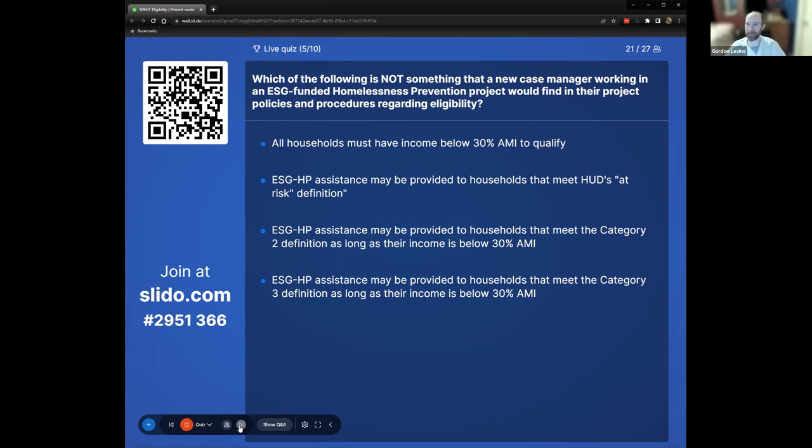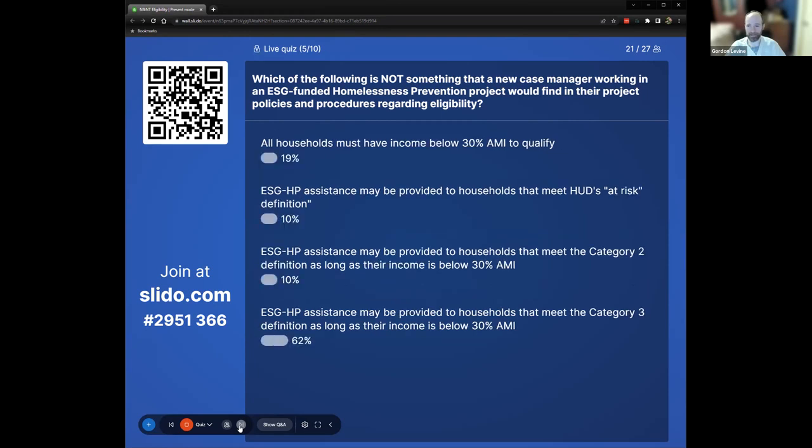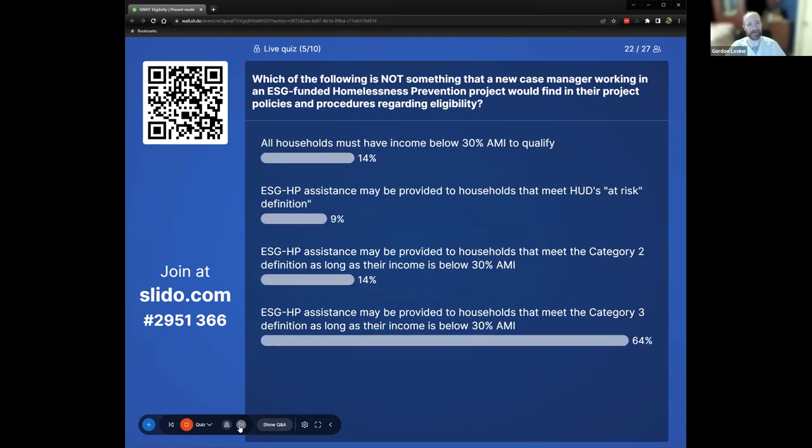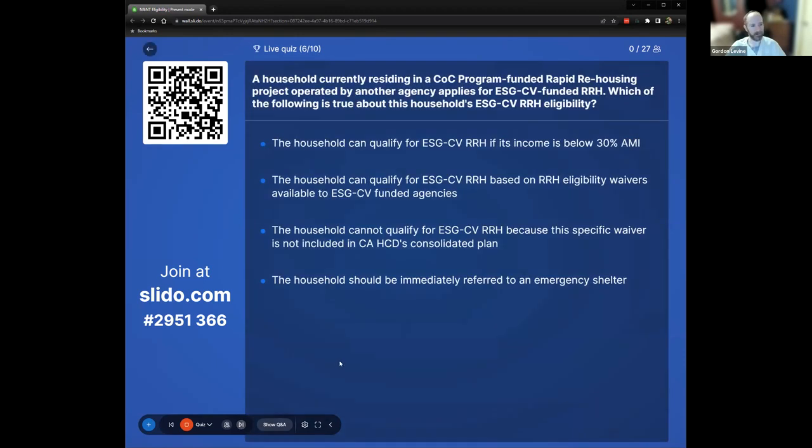All right, well, that's a critical mass. Let's have a look here. Oh, I knew my faith was well placed in y'all. The answer is, of course, that you would not find ESG HP assistance being provided to households that meet the category three definition for any reason at all, because you can't serve people in category three. Good job to you all. Very proud, extremely proud. Well done. Erin, over to you.